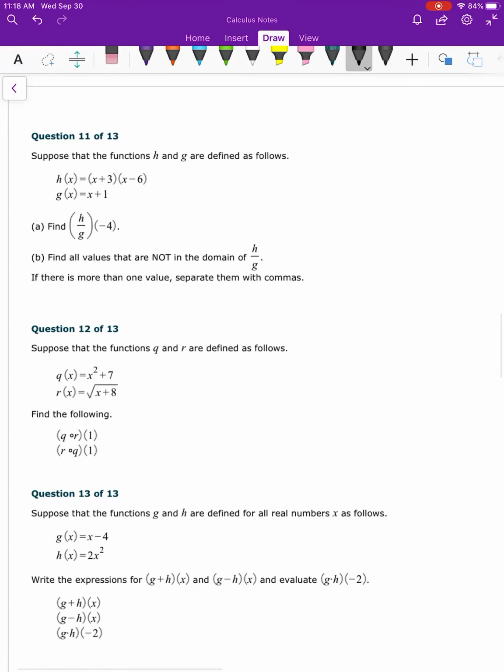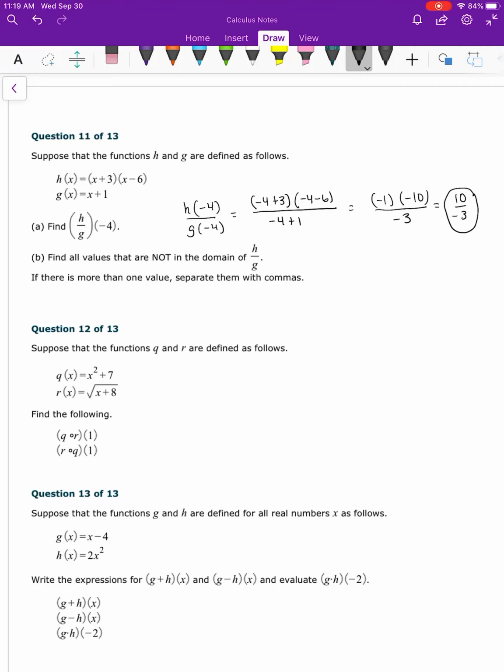Question 11, suppose that the functions h and g are defined as follows. Find h divided by g of -4. Okay, so we know that's h of -4 divided by g of -4. So my h of -4 is going to be -4 plus 3 times -4 minus 6. My g of -4 is going to be -4 plus 1. So I've got a -1 times a -10 over a -3. So 10 divided by -3 should have given you -10/3.